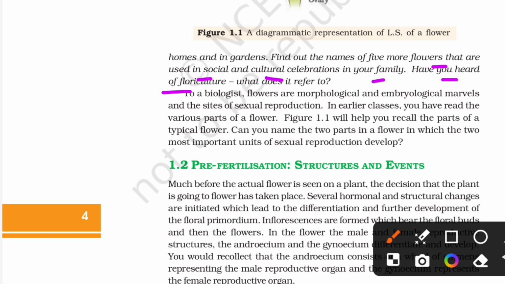To a biologist, flowers are morphological, embryological marvels and the site of sexual reproduction. In earlier classes, you have read the various parts of a flower. Figure 1.1 will help you to recall the parts of a typical flower. Can you name the 2 parts in a flower in which the 2 most important units of sexual reproduction develop?